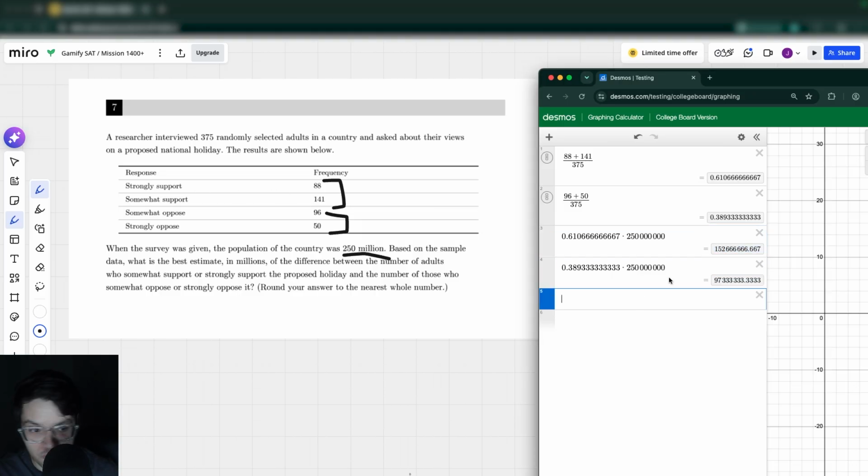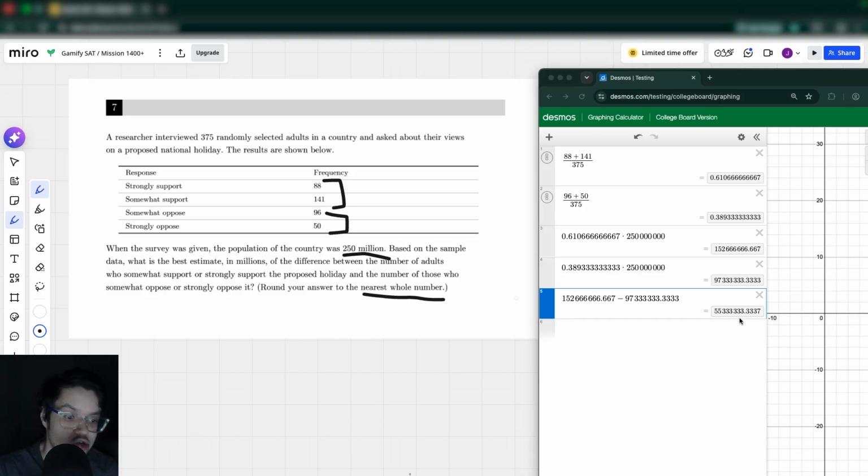And it's saying what is the difference? So I would take this thing, and then I would subtract the second thing here. And we get 55, and all these threes at the end. It's saying here, what is the nearest whole number? And the nearest whole number to that would just be 55. And it also says here to do it in millions. So I just say 55 for my answer.